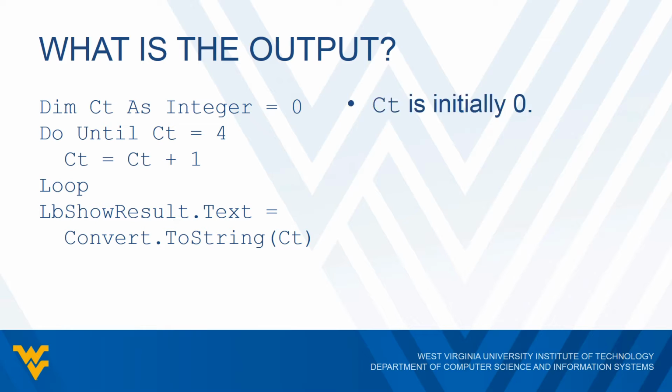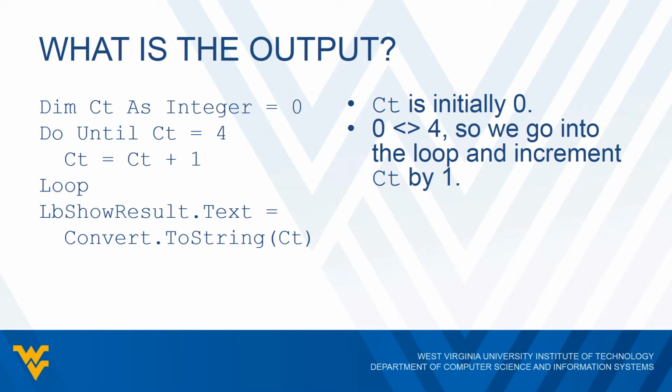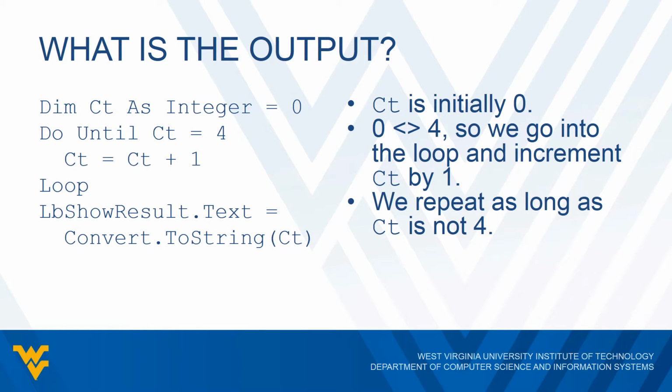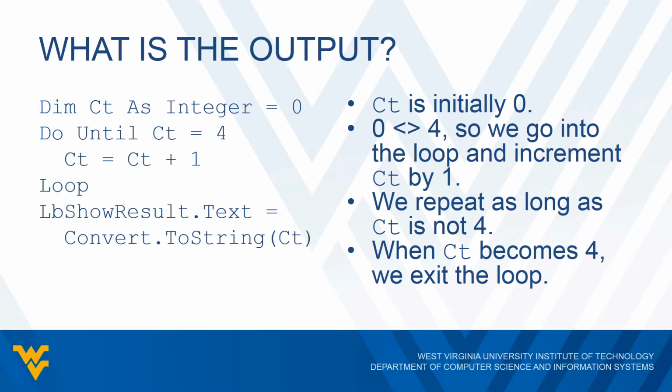As we mentioned, CT is initially 0, and we need to check our condition. Because it's a do until loop, we go inside the body of the loop if the condition is false. Is it false? Well, 0 is not equal to 4, so our condition is in fact false. So we'll go into the loop and increment CT by 1. We're going to keep repeating this as long as CT is not 4. Once it becomes 4, CT equals 4 is true, and we get out of the loop. So whenever CT becomes 4, we exit the loop, convert it to a string, and store it into our label, so our output would be 4.